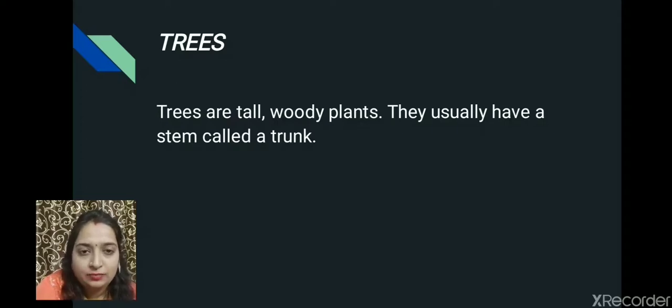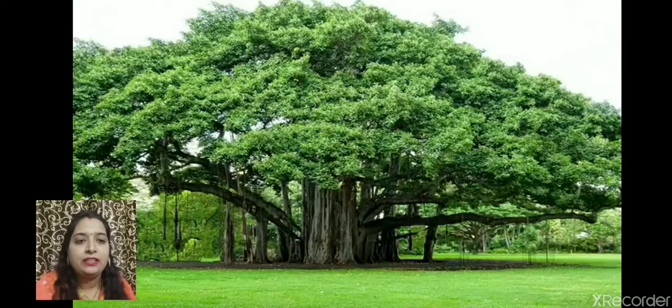They are taller than herbs. They are taller than shrubs. So trees are, children, bigger size plants. And what is the type of stem they are having? They are having a thick and woody stem. See, all the trees have a thick and woody stem, and that thick and woody stem in trees is called the trunk. Like you can see here is one example of a banyan tree.